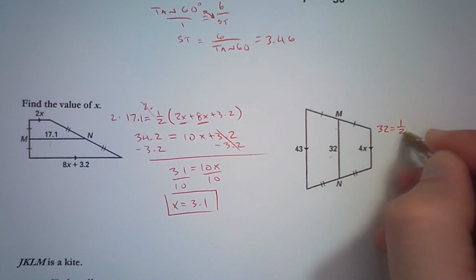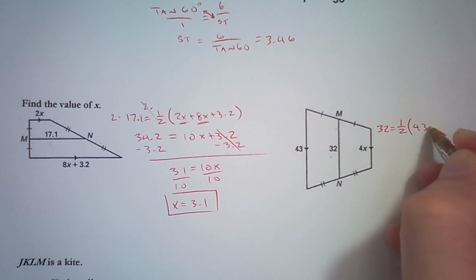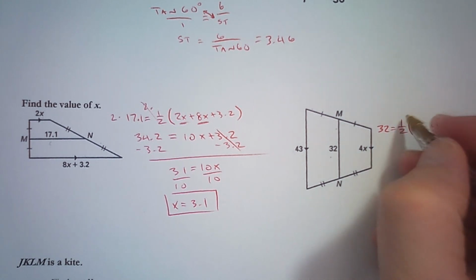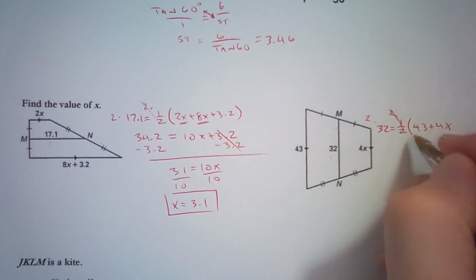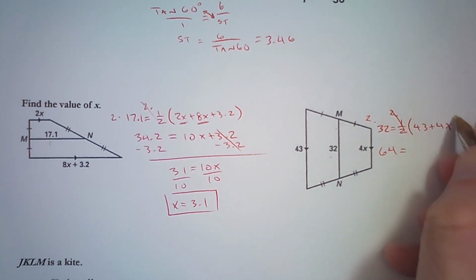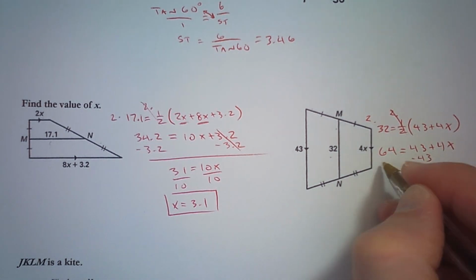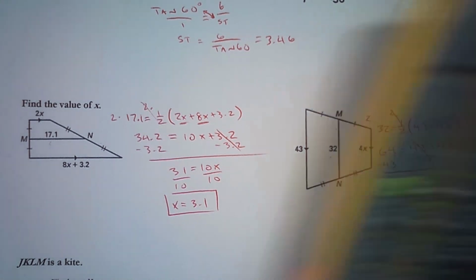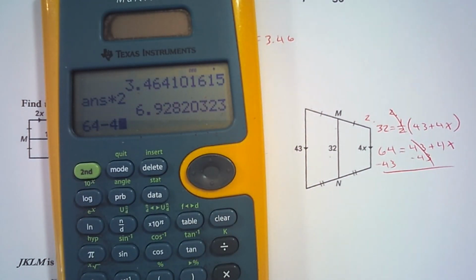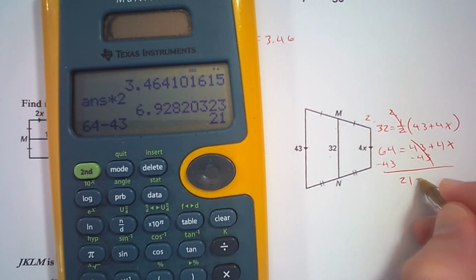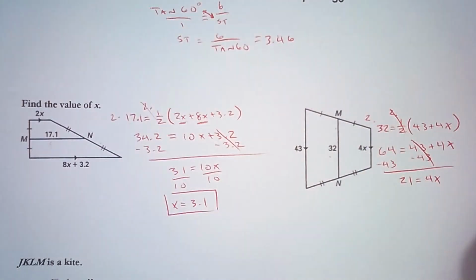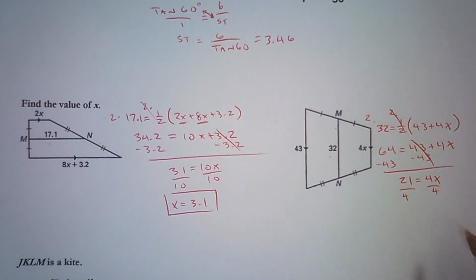32, the midsegment, equals half of the sum of the bases, 43 plus 4x. And I'll multiply by 2 and get 64 equals 43 plus 4x. Minus 43. 64 minus 43 is 21. 21 equals 4x. So we'll divide by 4. This one didn't start with decimals, so I would actually like to leave this one as an improper fraction, 21/4.